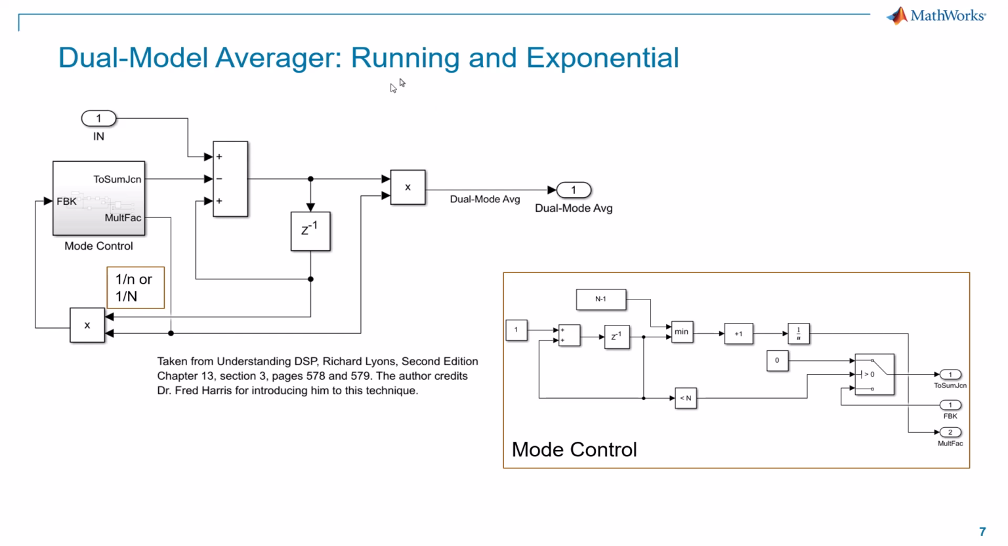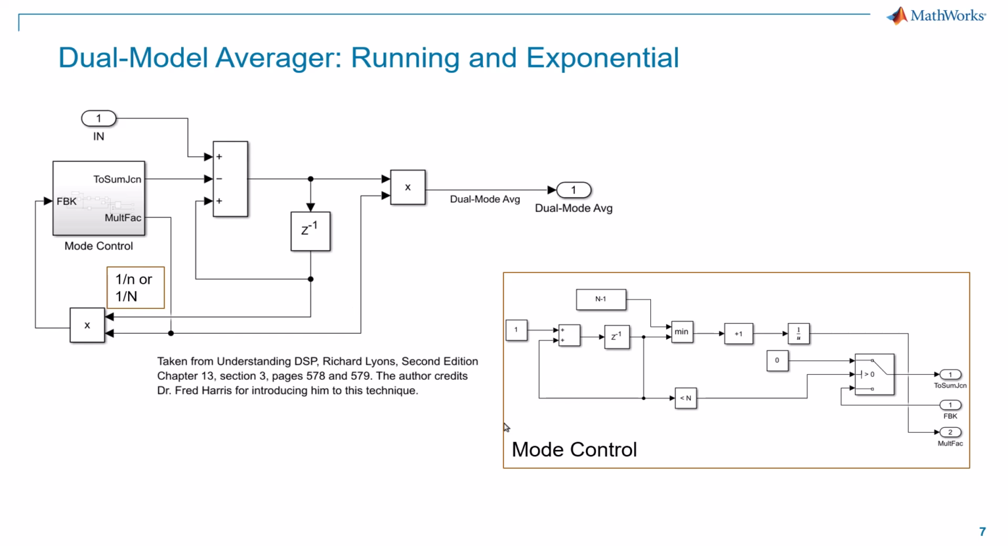Okay, so today we're going to start new, focusing on the dual mode averager, which is a combination of a running averager and an exponential averager, and it seamlessly blends the two together so you get the best of both worlds. Let's take a look at how this works.